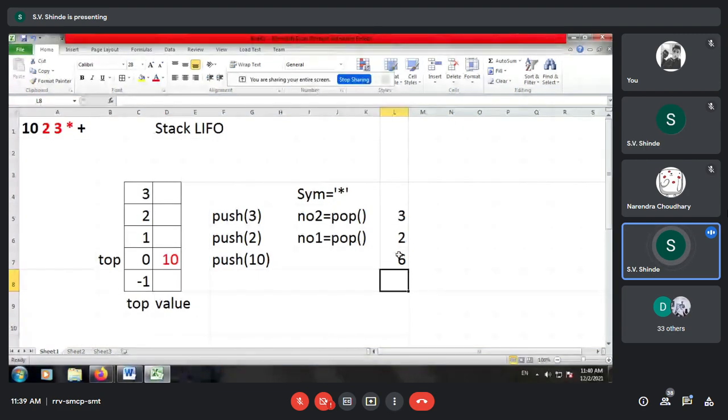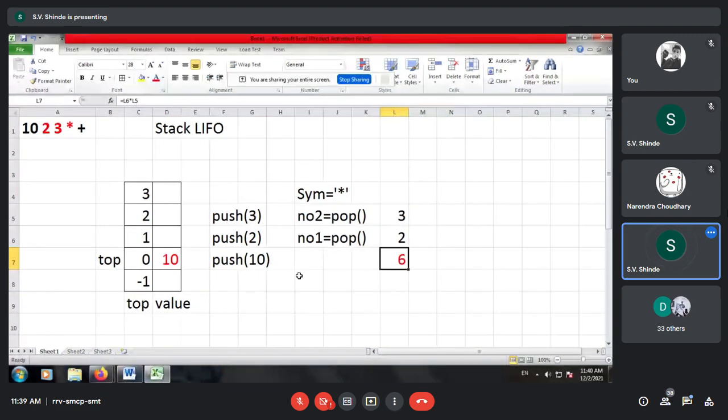So we get the final answer, that is 6. Now can you tell me, is 6 a symbol or a constant? Yes, participants, don't worry about the accuracy. It is a constant. Okay, so what should be the next instruction?